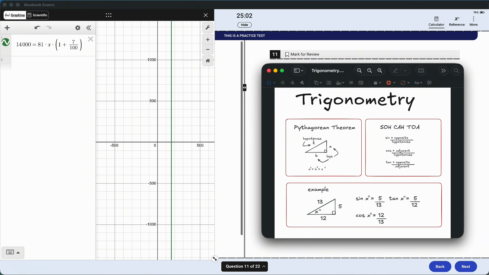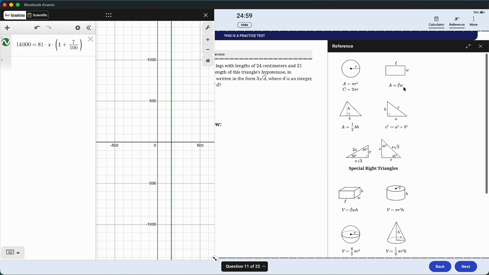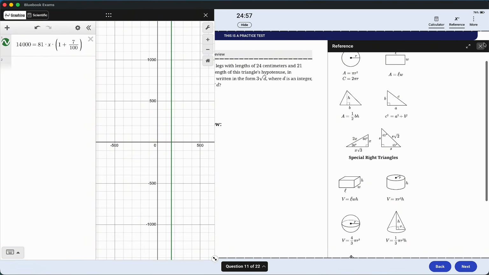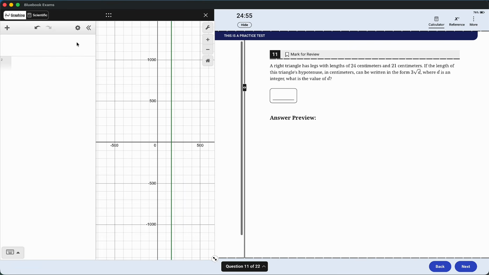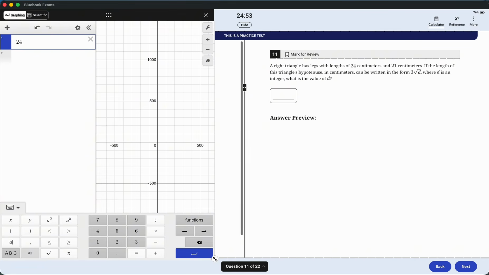You just got to know hypotenuse is C, right? They also give that to you here in the reference sheet, right? But again, hopefully there's some basic things you just want to know. So my legs, that's the A and B. So I can write 24 squared plus 21 squared equals, and then I can put in 3 square root D, right? And then square that, right?